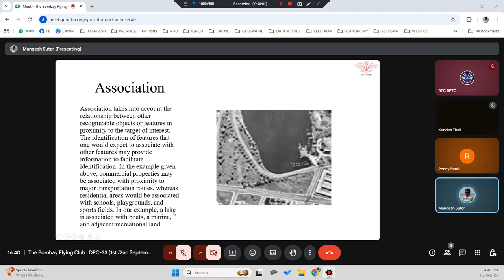In our example, you can see a lake is associated with boats. You can see this is a lake and there are certain boats there. So marine and the adjacent recreational land is available. Depending upon what image you are seeing here, based on that you can interpret the data point. So it is association with respect to the lake, the road, the boats and the surrounding area that we can see in the image.